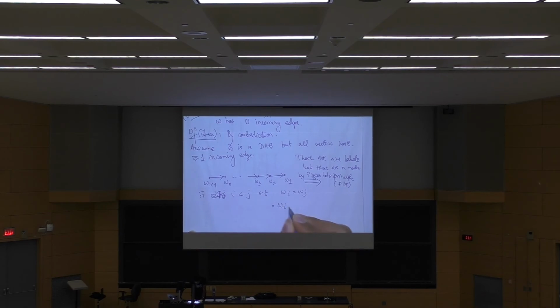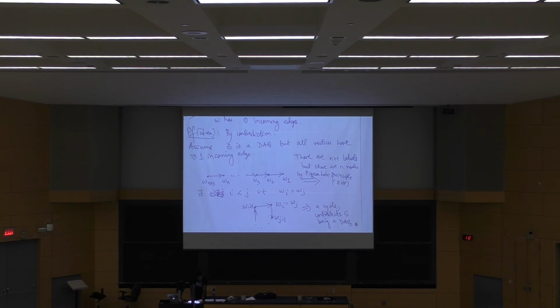I have my wi, and then maybe I have my wi plus 1, and I keep on doing it till I get to wj minus 1, and then I know that the incoming vertex that we have chosen, wj, is actually identically equal to wi. Right? And so what do we have over here? We have a directed cycle. So that implies a cycle, which contradicts G being a DAG. Okay? And so that's it.